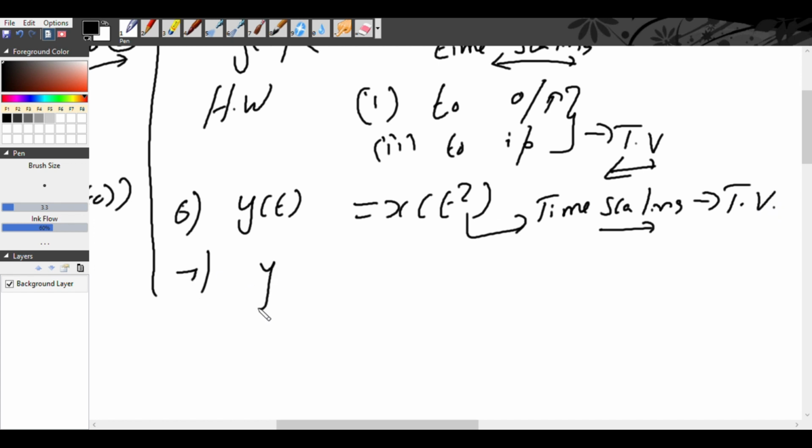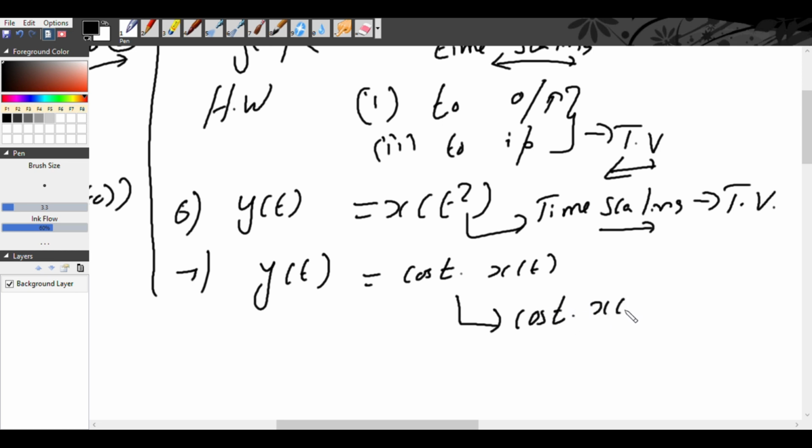Seventh one, this is going to be interesting. Y of t is equal to cos t into x of t. What is the nature of the system? The nature of the system is to multiply cos t with the input, that is x of t.